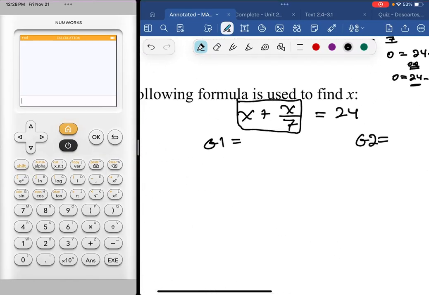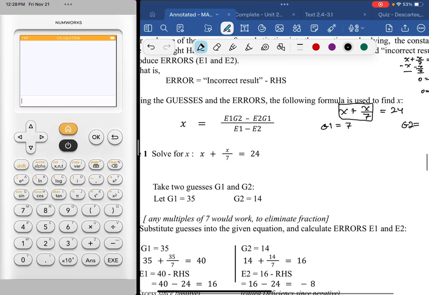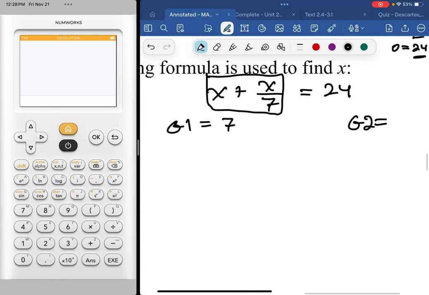So the first convenient value I can think of is 7. Another one would be 14. Any multiple of 7. I'll do something bigger. They use 14, so I'll go to the next one, which would be 21. So 7 plus 7 over 7 is going to be equal to 7 plus 1, which is 8.